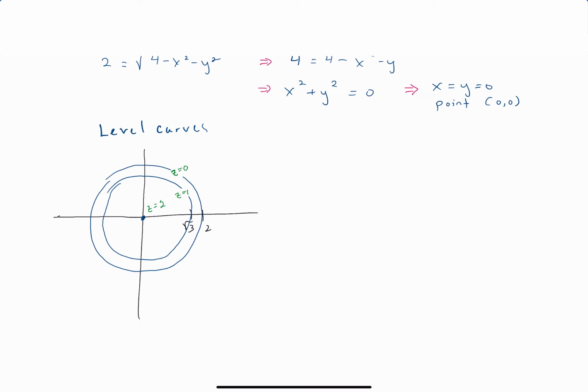By the way, I know our book uses k to label these level curves. I don't really like that because when I see on a graph k equals something, I'm like, what's k? What does that mean? Whereas if I see z, I can figure that that's a z coordinate, in other words, the height of that contour line or level curve.